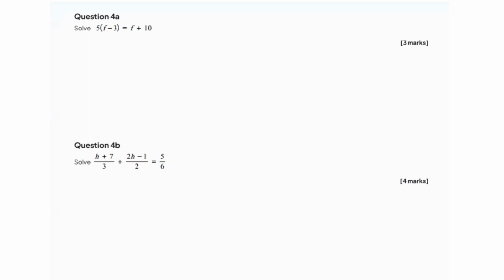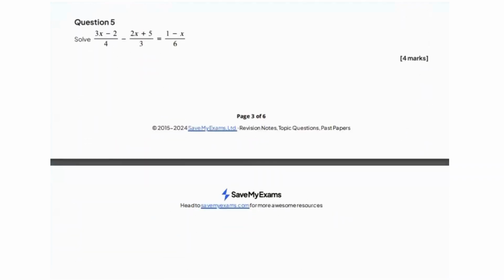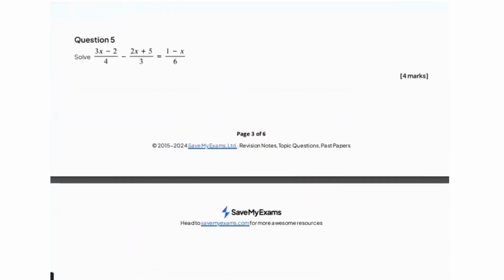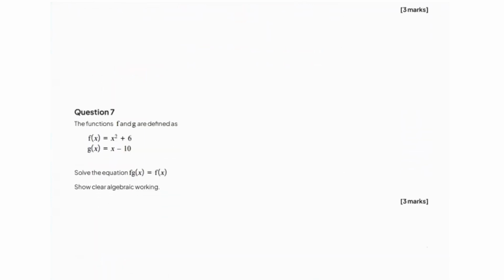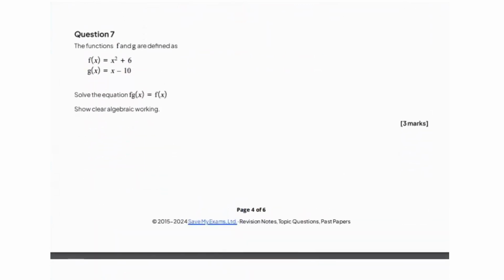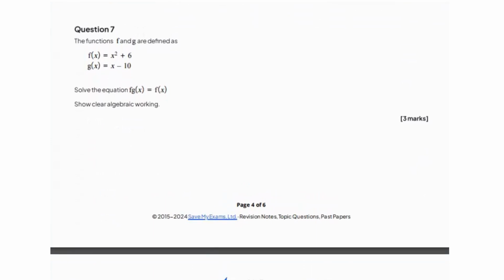Then the next question is find something different. Question 7. Question 7 says that functions f and g are defined as f of x equals x squared plus 6 and g of x equals x minus 10. Solve the equation f of g of x equals f of x.